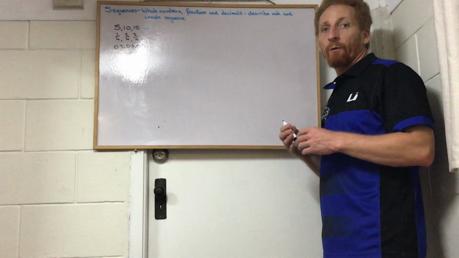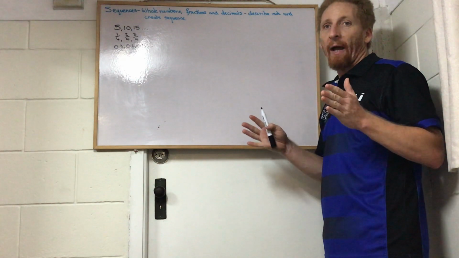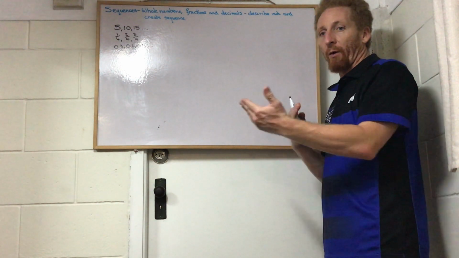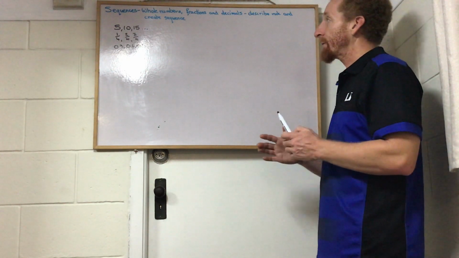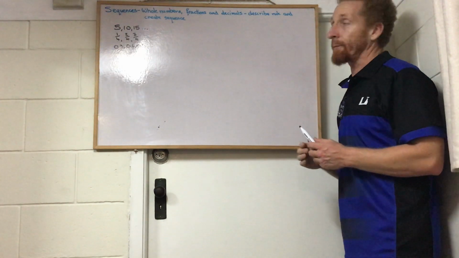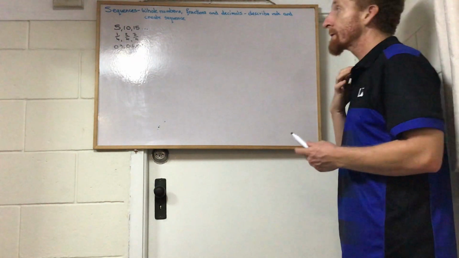Okay, so now we're moving on to a concept that a lot of people struggle with, and that's sequences. So we're just really looking at the patterns. So what sequence does it go in? How many does it go up? Is there a pattern in multiples, addition, subtraction, whatever else? So we're looking at only whole numbers, we're looking at fractions, and we're looking at decimals. Okay, so we need to look at what is happening, describe the rule, and create a sequence.